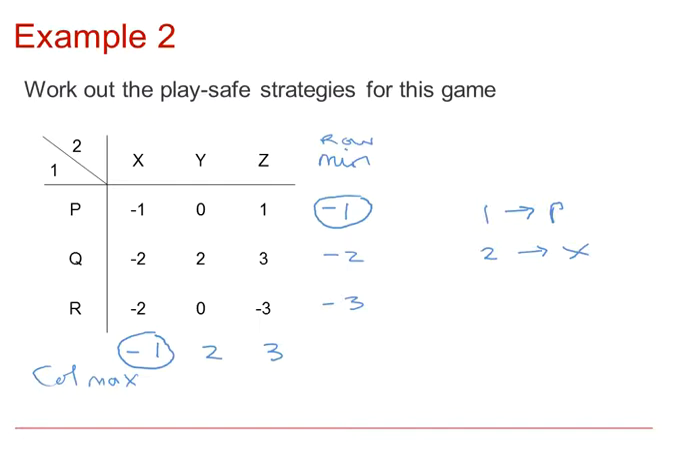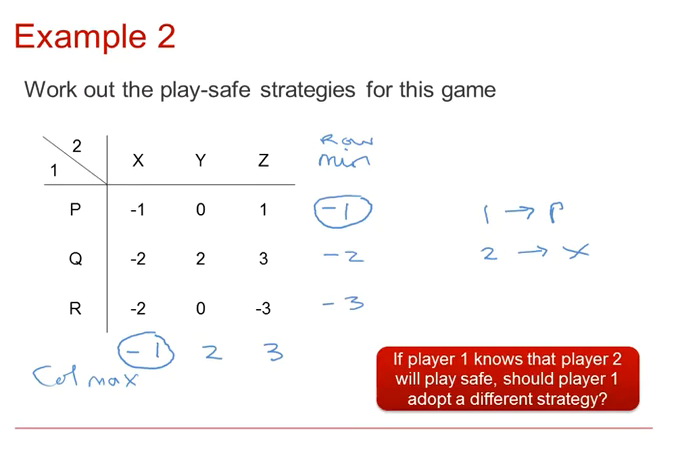Even if player 1 knows player 2 will play safe, i.e. strategy X, they will still choose to play strategy P. So in this case it's slightly different to the last example, in that even if player 1 knows that player 2 will play the safe strategy, they will still make the same choice rather than thinking of a different choice.